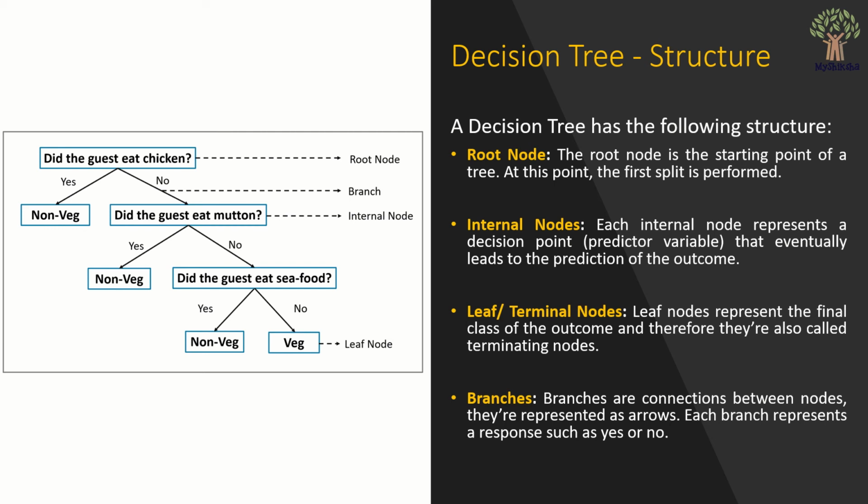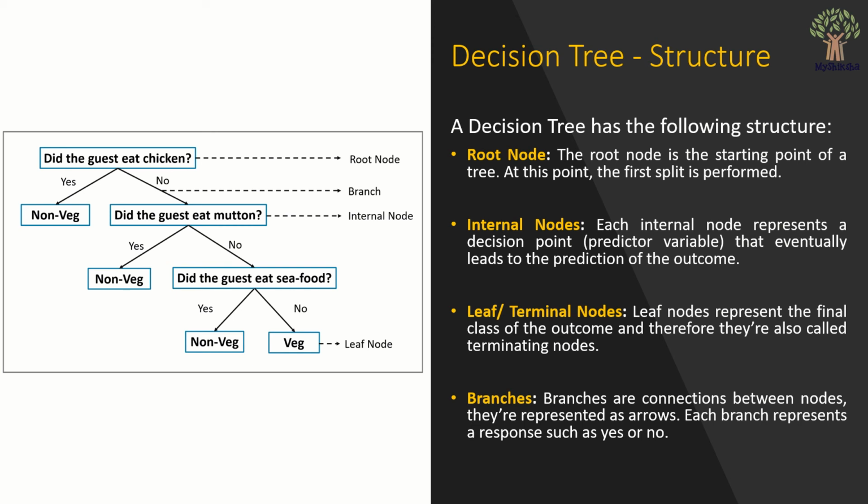The first one: did the guest eat chicken? Non-veg, that is a leaf node. Did the guest eat mutton? Non-veg, that is a leaf node. That is the terminal node. Beyond that, you were not able to split it across, right? And then finally, in the last question, did the guest eat seafood? Both veg and non-veg are the terminal nodes here. So finally, you have 4 leaf or terminal nodes in this particular image.